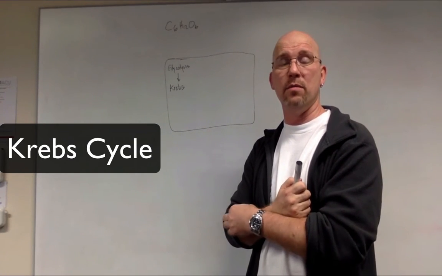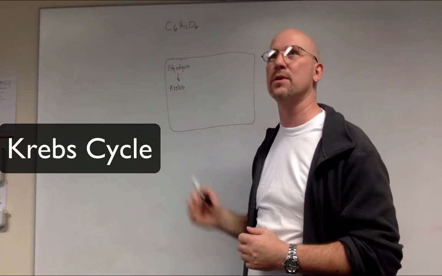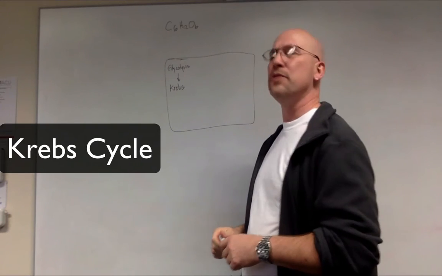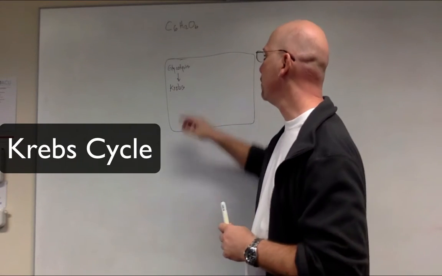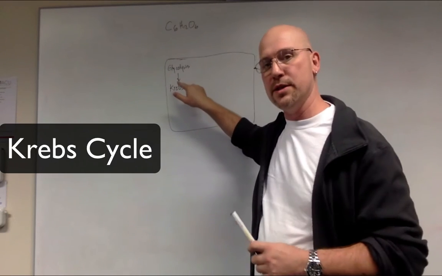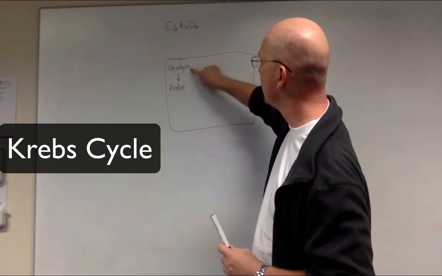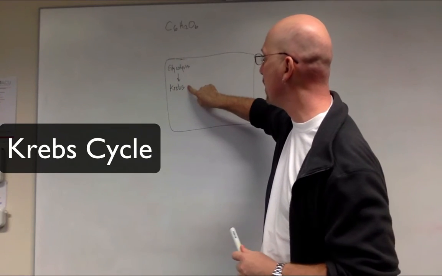Eventually got a Nobel Prize in medicine for the discovery of the Krebs cycle. It's also called the citric acid cycle, and there are some other names for it, but this is the Krebs cycle. In the Krebs cycle, we need oxygen. This happens in the mitochondria, by the way. So we've gone from the cytoplasm of the cell into the mitochondria.